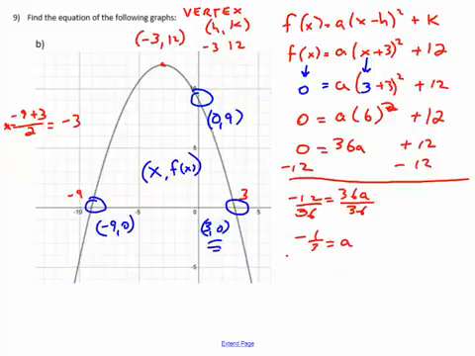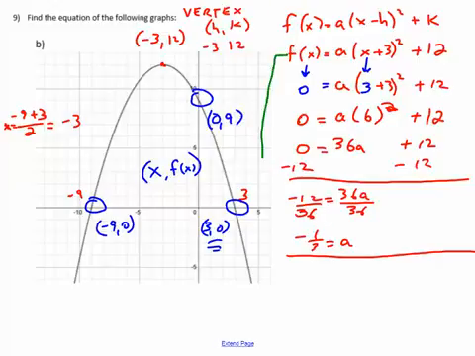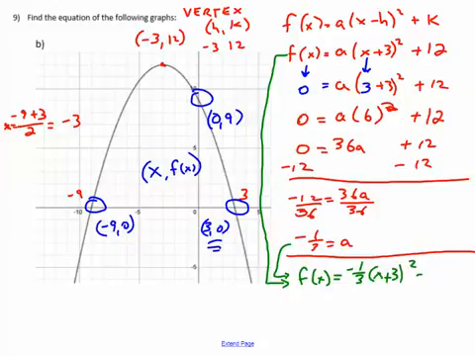A equals negative 1/3, and now all I'm going to do is take this information, this A equals negative 1/3 that we just calculated, and plug it back up into here. I'm going to take my A equals negative 1/3, plug it in. F of x, from my red equation up here, f of x equals A. I know now that it equals negative 1/3 times, and all this stuff just remains the same. X plus 3, quantity squared, plus 12.